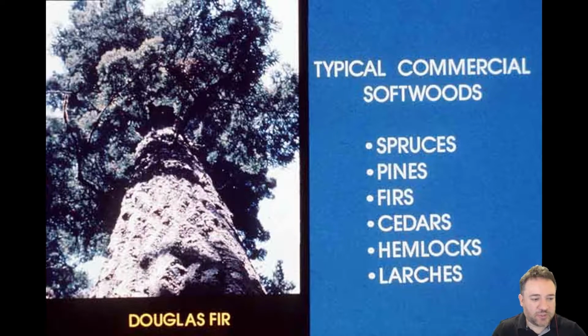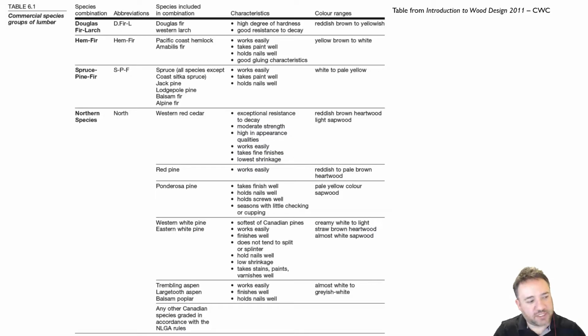So, spruce is not just a spruce. There's a black spruce. I don't remember what other kind of spruce we're going to see on a future slide. There's different kinds of pine trees. Obviously, there's red pine, white pine. So even within the individual species group, there are individual species themselves which can have different properties. So this is a table from the Introduction to Wood Design book, which shows all of the different kinds of woods that are used in Canada.